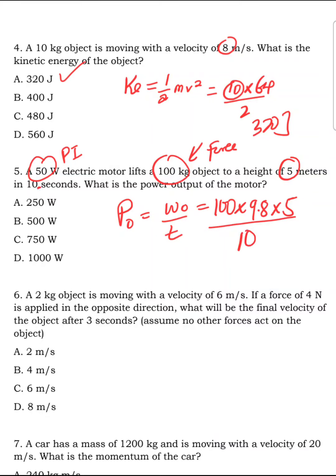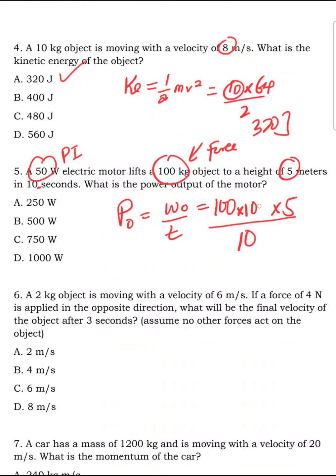We should be able to get something closer. So 100 multiplied by 9.8 multiplied by 5 over 10. Just a minute. Okay, I'm getting 490. The reason why I'm getting 490 is because I'm using gravity as 9.8. Now, basically, if gravity is not specified to be 9.8, I would suggest you use 10. So let us use 10.